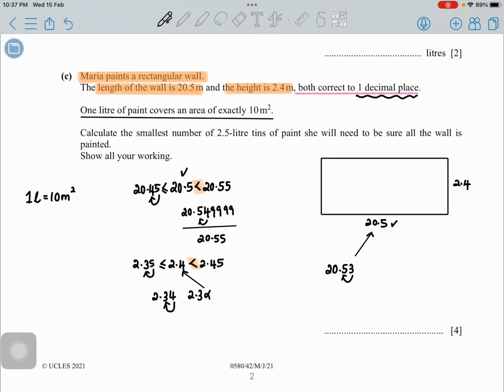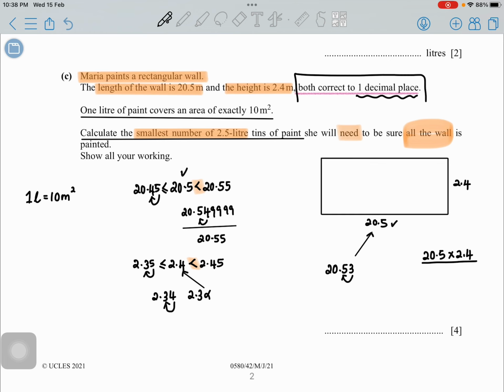Okay, fine. Now we want to calculate the smallest number of 2.5 liter tins of paint that she will need to be sure all of the wall is painted. Now, how do I make sure that all of the wall must be painted? And there is a keyword that says smallest number of 2.5 liter tins. Okay, first misconception by students is they will do 20.5 times 2.4. You cannot do this. Why? Because of this information here. They are saying both correct to one decimal place.